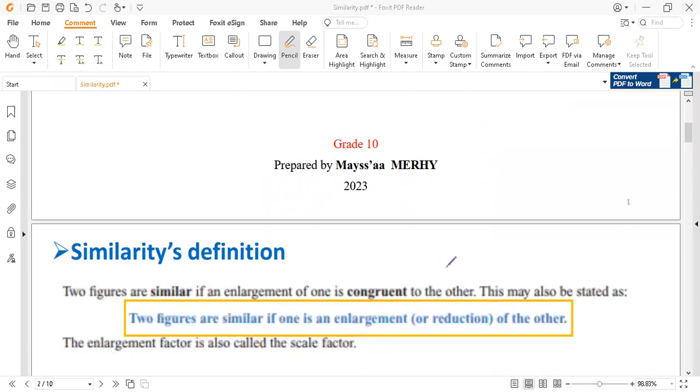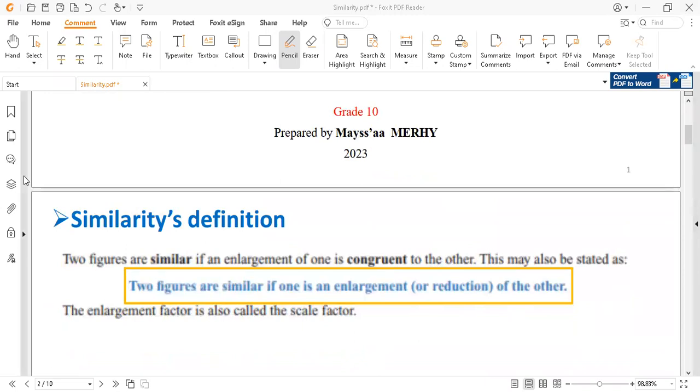What do we mean by similarity? Normally, by definition, when we have two figures, we say that two figures are similar if an enlargement of one is congruent to the other. So we have two similar figures if we can apply an enlargement to one to obtain an identical figure to the other. This may also be stated as: two figures are similar if one is an enlargement or reduction of the other.